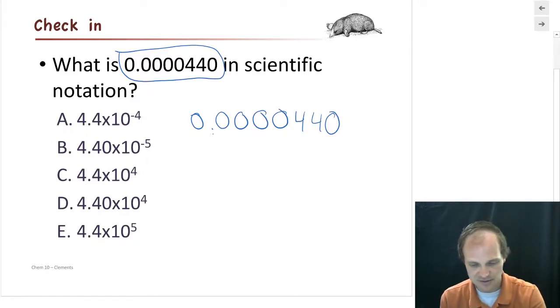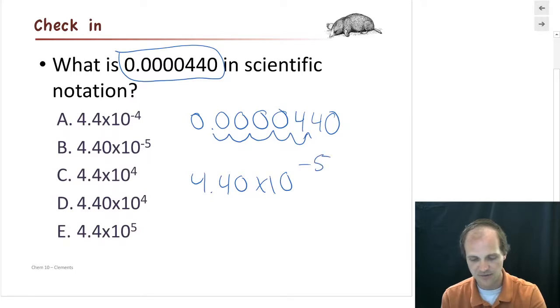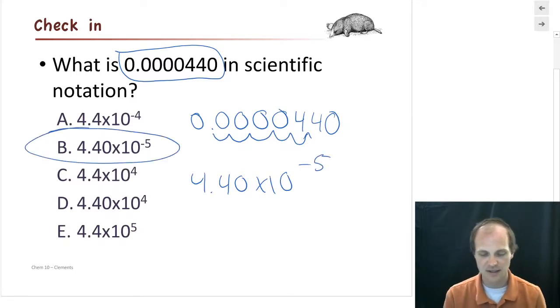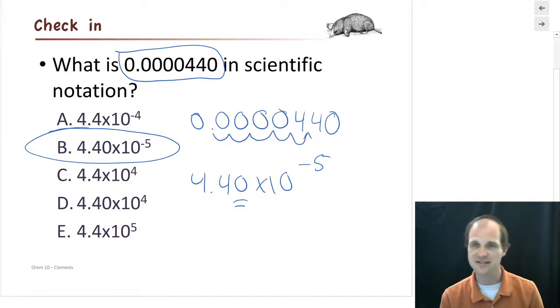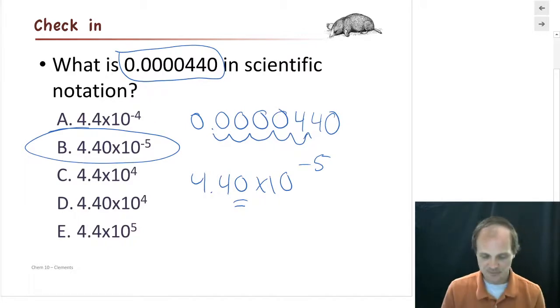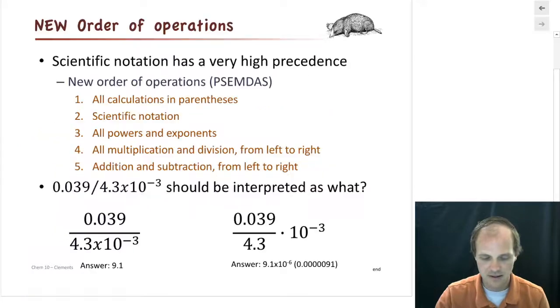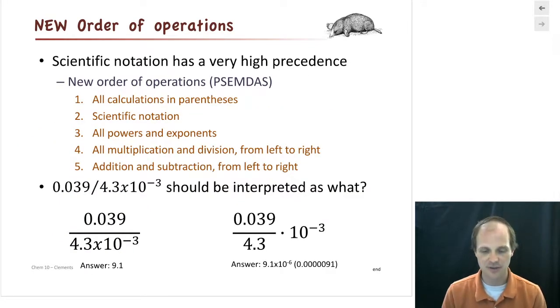All right, what are we going to do? 1, 2, 3, 4, 5. And so we get 4.40 times 10 to the minus 5, which is this one here. And again, there's that funny question, why do we keep that 0 and not other ones? And we'll get to that. So we have this new order of operations. Scientific notation changes how we do things. We still do parentheses first, but the next most high precedence thing is to do scientific notation.